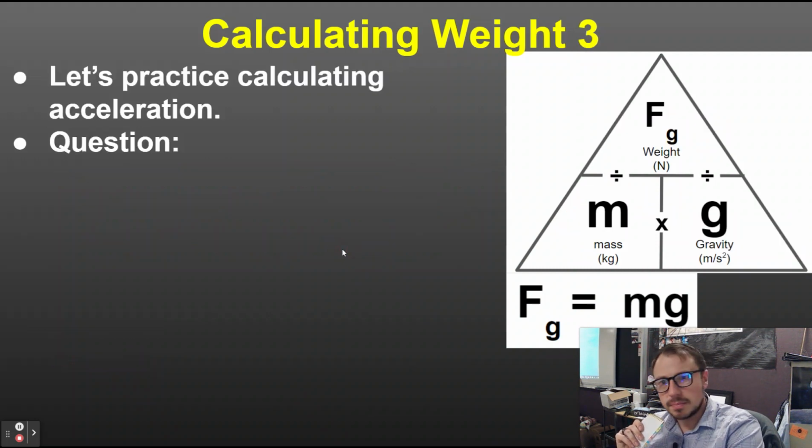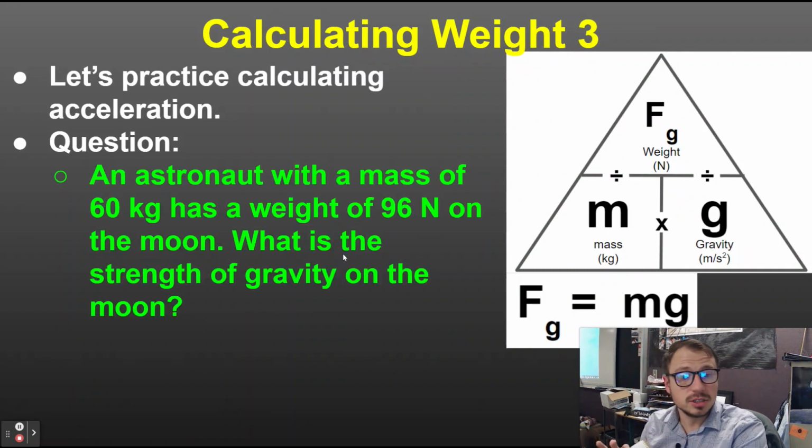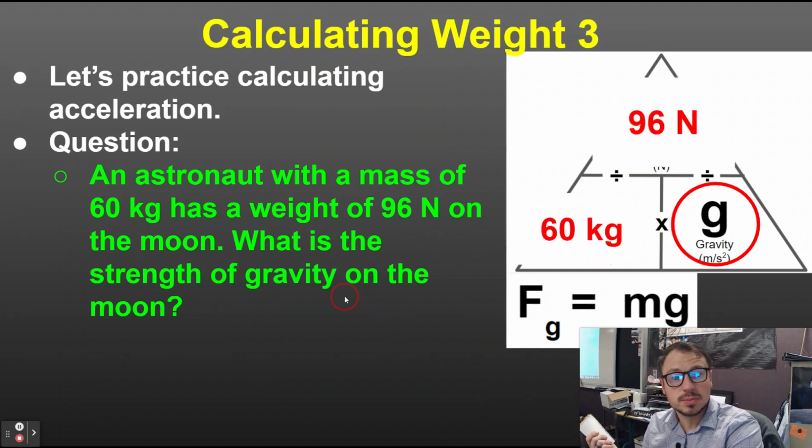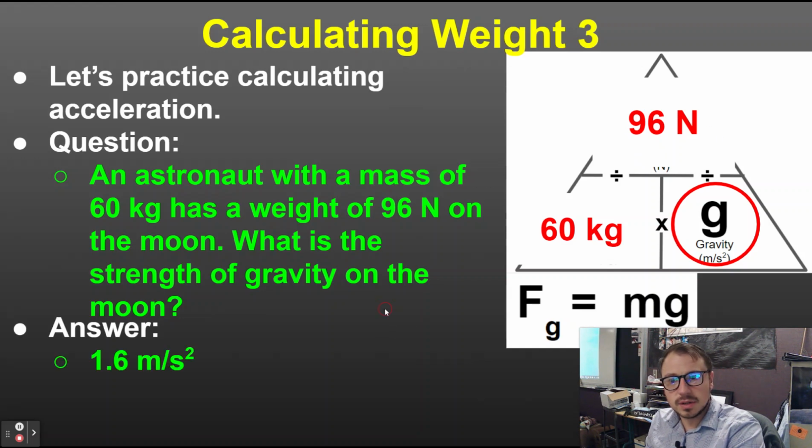So let's do another kind of problem. Let's say that same astronaut that we looked at in problem number 1 has a mass of 60 kilograms and a weight of 96 newtons on the moon. What is the strength of gravity on the moon? In this one, we're being asked to find the strength of gravity. Now, we're not on Earth anymore, so we don't use 9.8 meters per second squared. Notice that astronaut is still 60 kilograms, right? That does not change the amount of stuff that astronaut is made out of. So I take the weight, the force of gravity, divided by the mass, and I get 1.6 meters per second squared. Notice that's a lot less than the strength of gravity on Earth, right? Because the moon is smaller. It has a smaller gravitational pull.